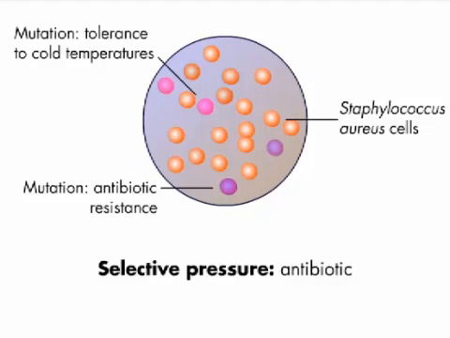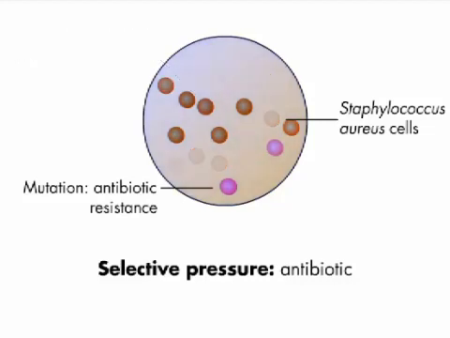The result is that all antibiotic-susceptible cells, including the non-mutants and the mutants that are tolerant to cold temperatures, will die, and the antibiotic-resistant mutants will survive. With the continued selective pressure of the antibiotic in the environment, only those mutant cells with the gene for antibiotic resistance will survive, reproduce, and proliferate. Because the gene for antibiotic resistance will be passed on from one generation to the next, all of the progeny will now be resistant to the antibiotic.